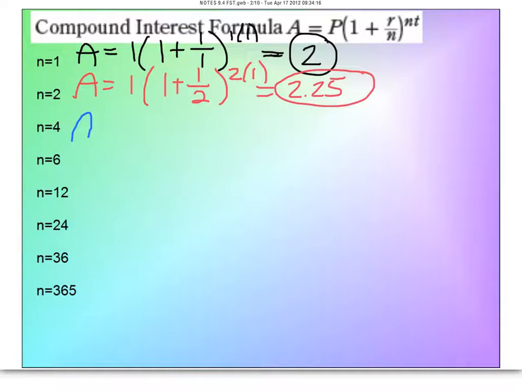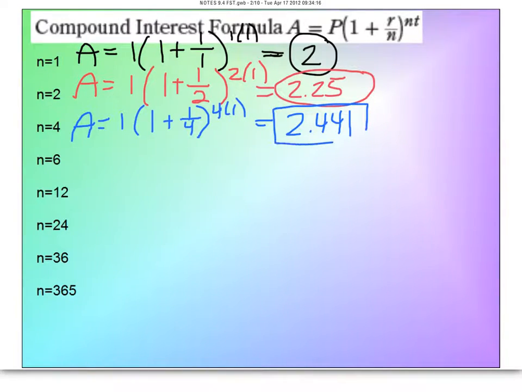What if you do it 4 times a year? 4 times a year is 4 quarters in a dollar. It's called quarterly. That means it's every 3 months. So $1 at 100%. I'm going to do it 4 times, so I have to cut that into 25%. And then the time is 4 times a year for 1 year. That's then going to give me $2.44, with an actual 1 at the end there too.